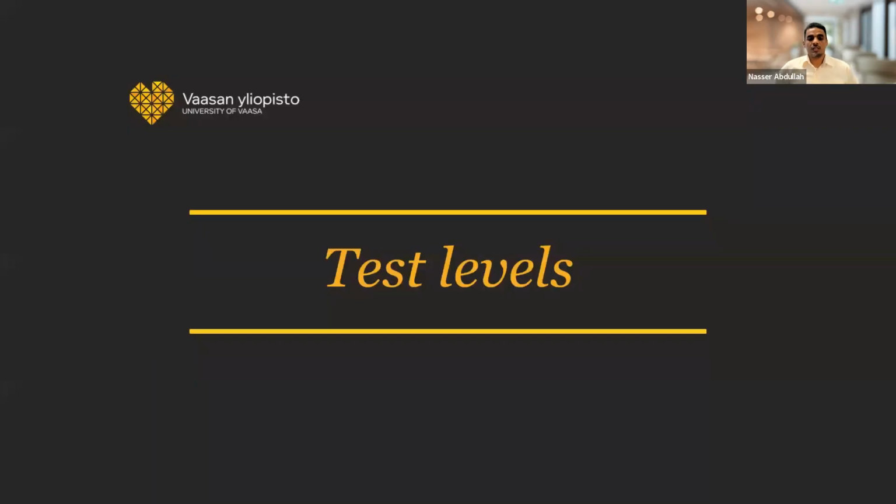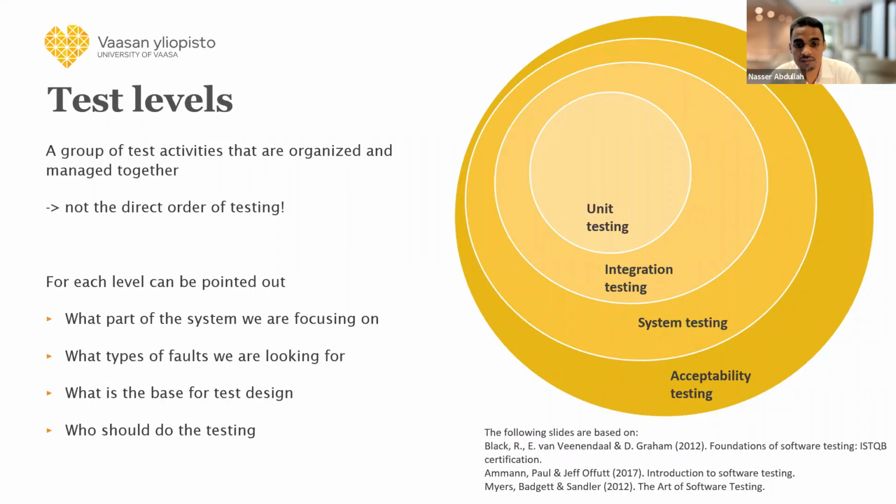So let's now move to the next topic, which is test level. In general, we have 4 levels of testing. The first is unit testing. Unit testing means we test each component of the system. The unit here can be anything, either a class, modules, or functionality.